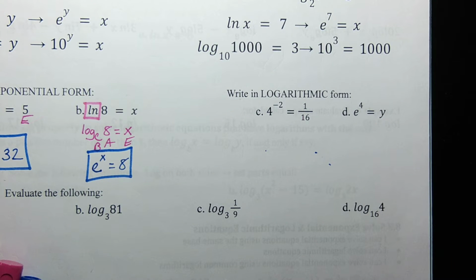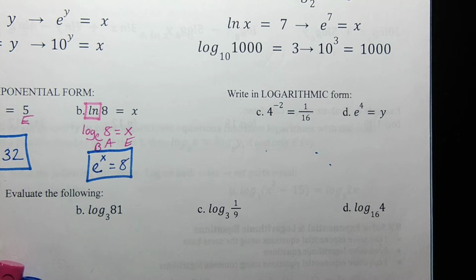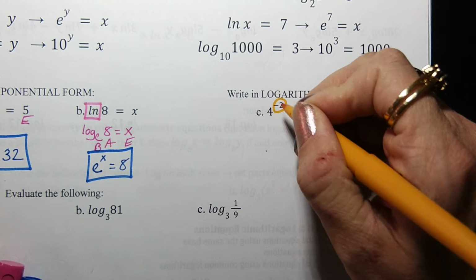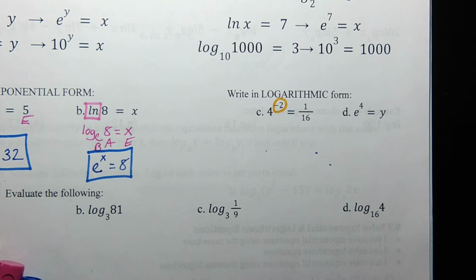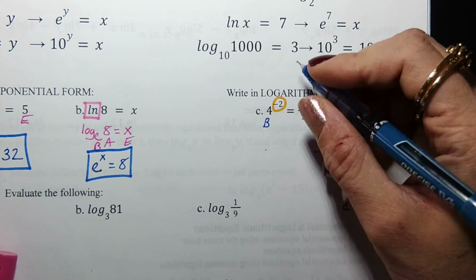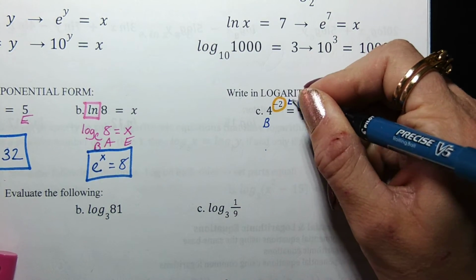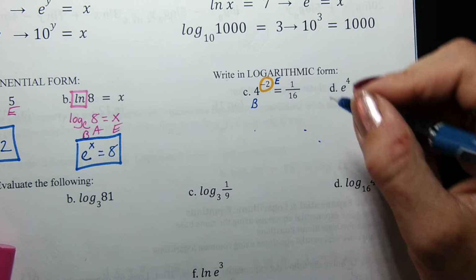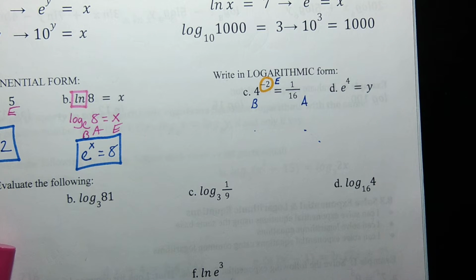So how do I know what form C is in? There's no log, but there is an exponent. Folks, if it just has the base, the exponent, and the answer, that's exponential form. So I'm going to label the parts. 4 is the base. What's -2? The exponent. And 1/16 is the answer.